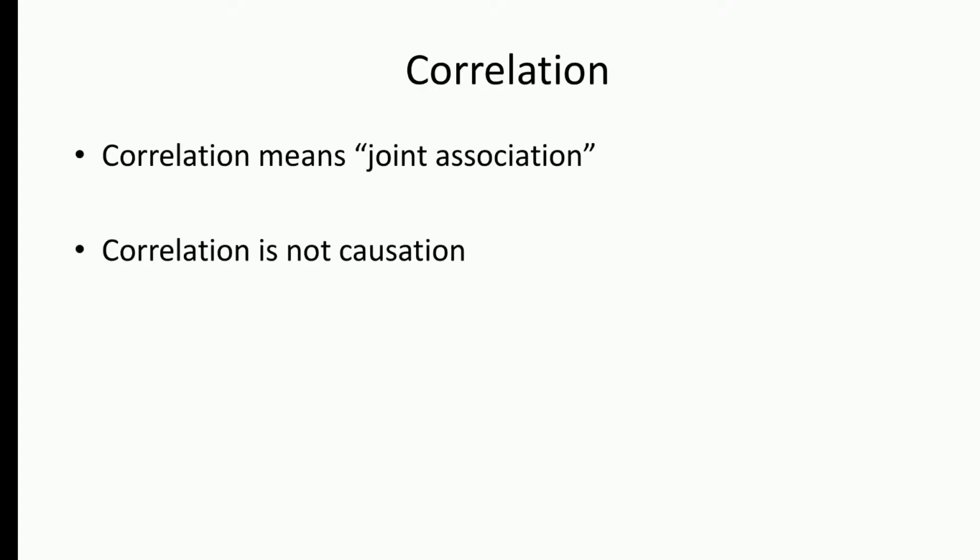But correlation, this is kind of fun because we know what correlation is. At least you probably heard the word. What does the word correlation mean? Correlation is just a word that means joint association. Two things are correlated if they're associated in some way. So something is associated with something else. You probably know examples of this, and I will show you some examples.